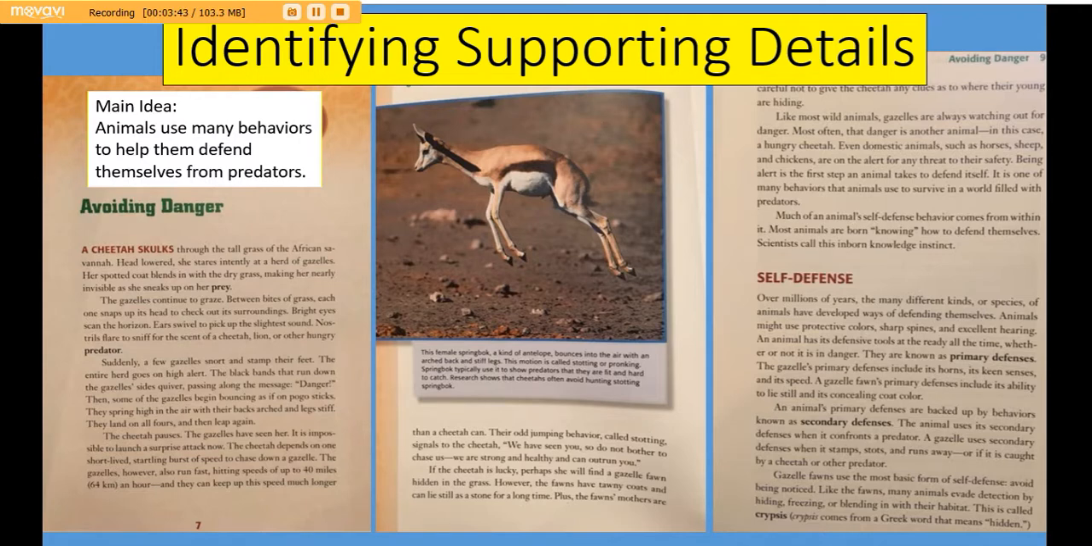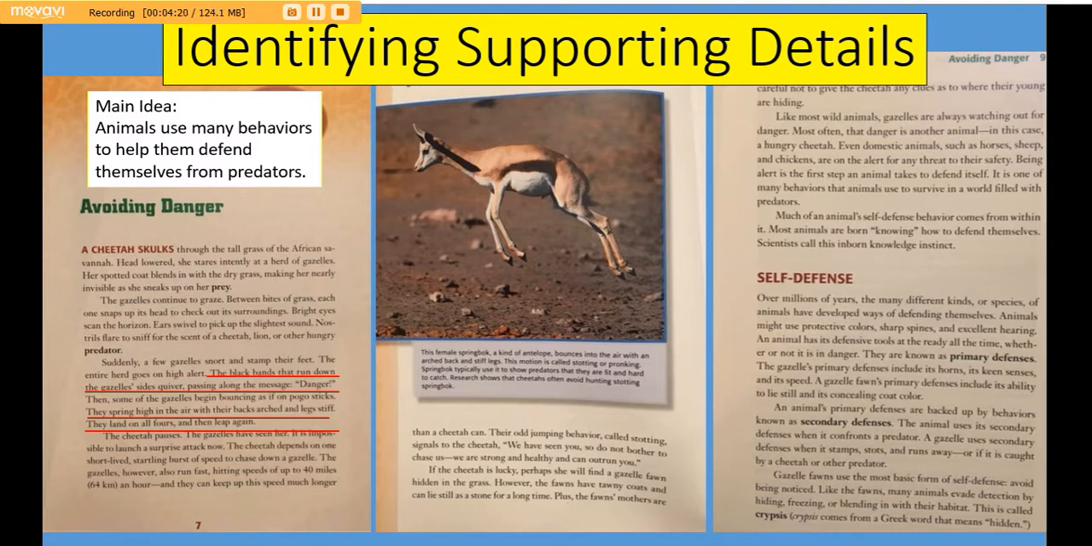I'm going to pause here, and I'm going to look back at paragraph 3. In this paragraph, it's telling me about some different behaviors that the springbok gazelle uses to help them defend themselves. First, the black bands on the side of the gazelle's side quiver, and that sends the message of danger, so I'm going to underline that. Then I see that they spring up high in the air with their backs arched and legs stiff. They land on all fours and then they leap again, so I'm going to underline that detail as well.